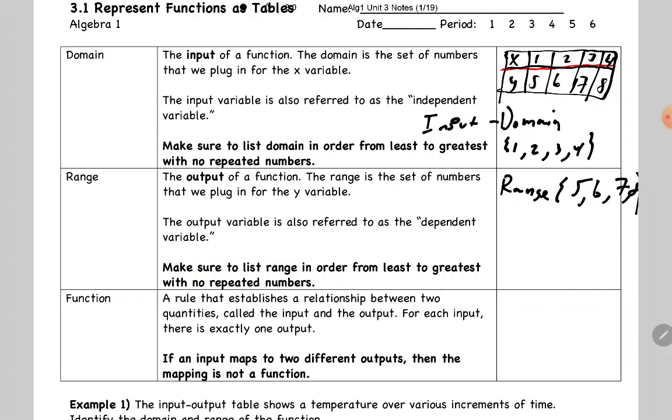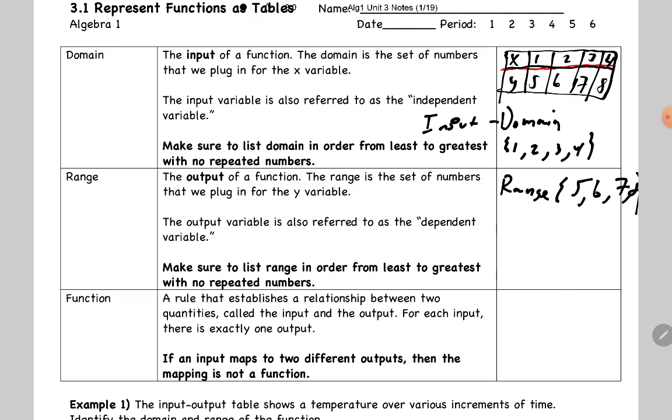Alright. A function is a rule that establishes a relationship between two quantities, called the input and the output. For each input, there is exactly one output. If an input maps to two different outputs, then the mapping is not a function.